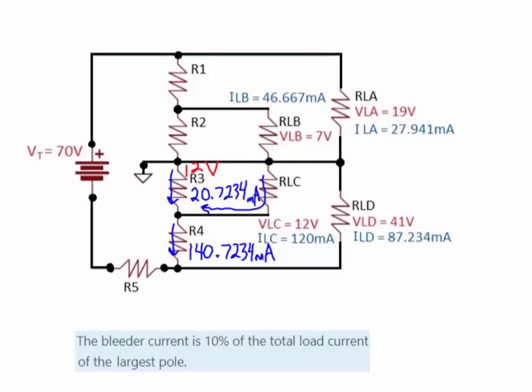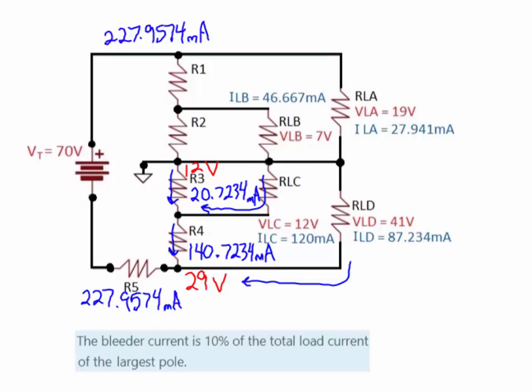Also, we notice the voltage of load D is 41 volts. 12 of that is found in the parallel combination of resistor 3 and load C. So if we take 41 minus the 12 volts, that would give us what has to be the voltage drop of resistor 4, or 29 volts. Next, if we use Kirchhoff's current law from resistor 4 current and current load D flowing together, then we know the current passing through resistor 5, which is also the total current of the circuit, which is 227.9574 milliamps.